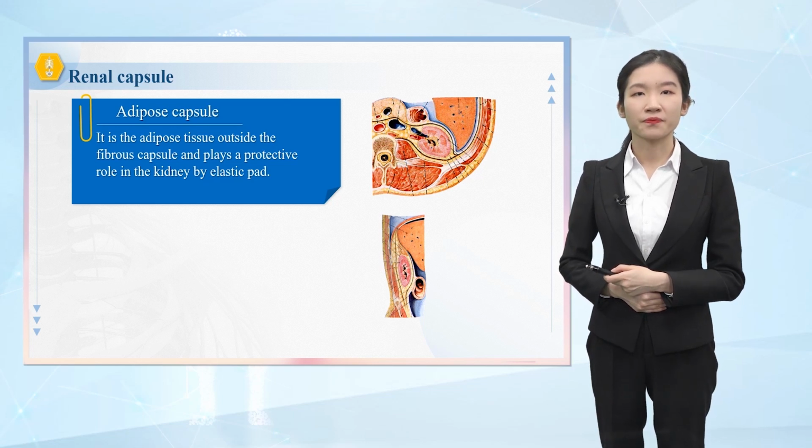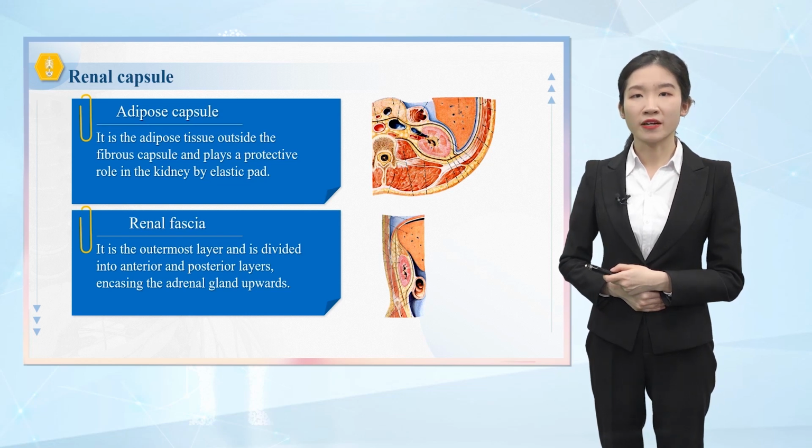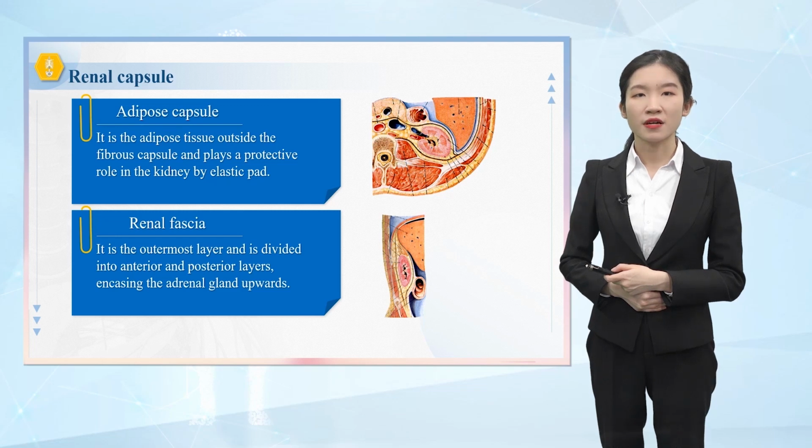Renal fascia. It is the outermost layer and is divided into anterior and posterior layers, which encase the adrenal gland upwards.